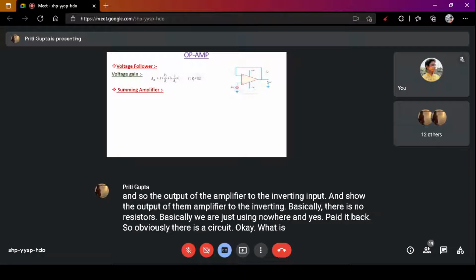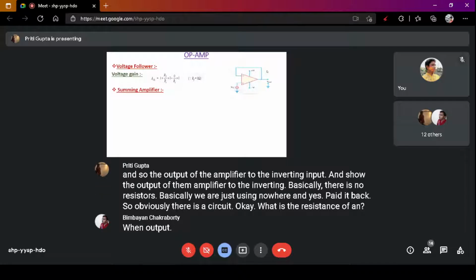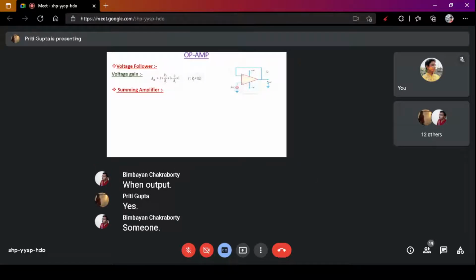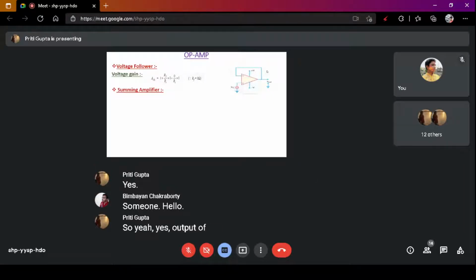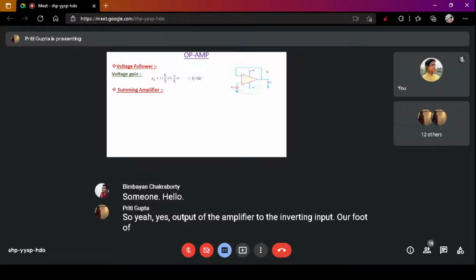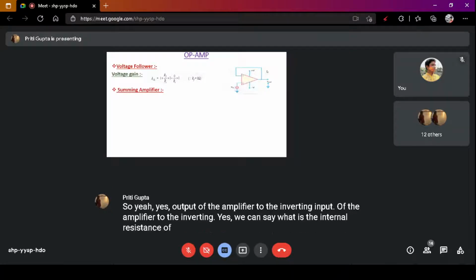What is the resistance of a pure short circuit? Short the output of the amplifier to the inverting input. Who can say what is the internal resistance of a short-circuited path?